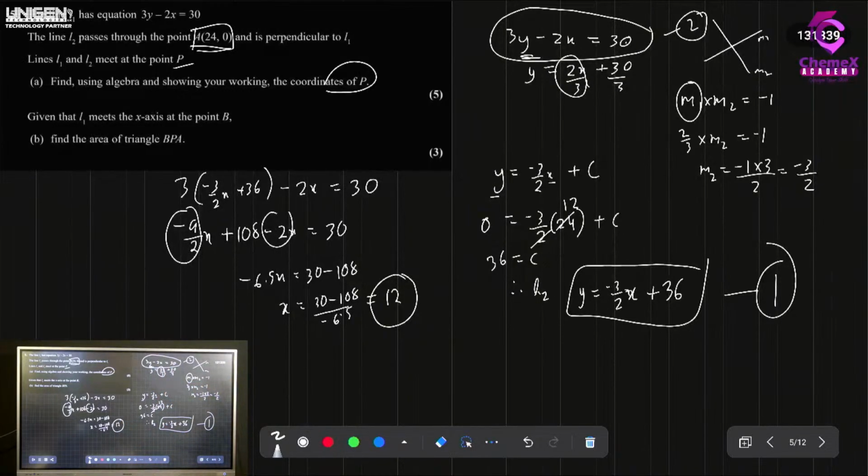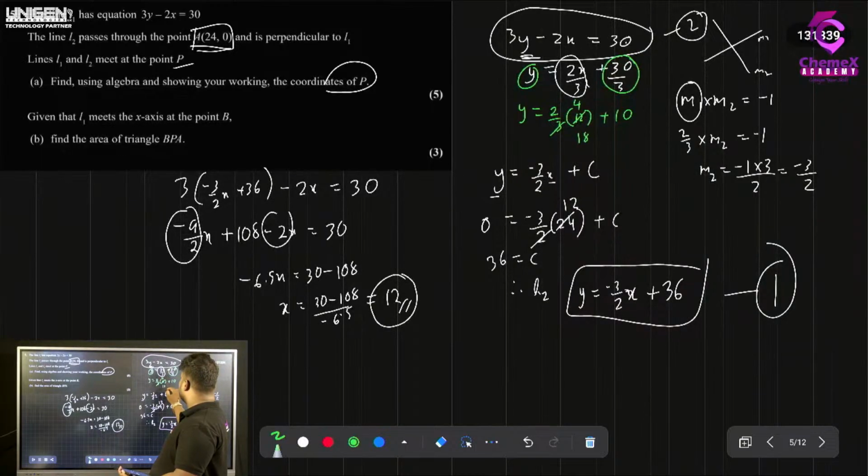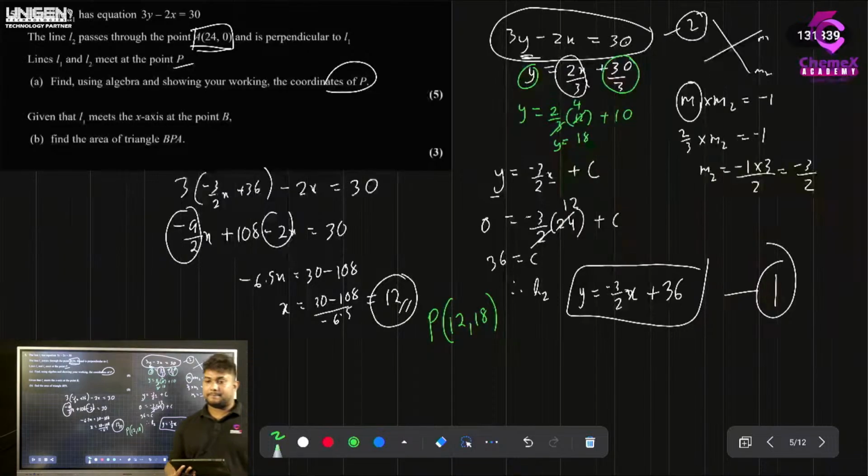But we are not done yet. Why? Do you have a doubt? You can ask. So x is 12. What is y? Put it here. y equals 2 over 3 times 12 plus 30 over 3, which is 10. So 2 over 3 times 12 is 8, plus 10 is 18. So y is 18. So what's the P coordinate? 12, 18. Does anyone have doubts? Nilayan, Hadith, Namika, do you have any questions? How I got the P coordinate? No, sir.